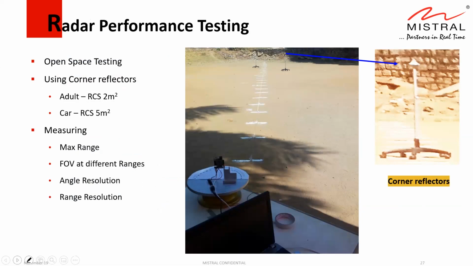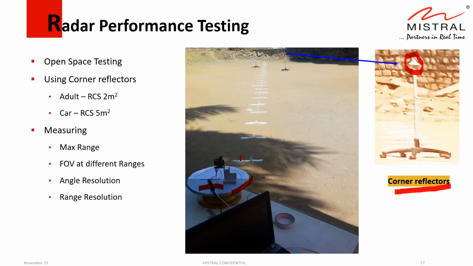Suppose we have designed a product. How do you test it, closer to use cases, without any equipment? You need to take this product to a large ground where you don't have many objects. It's clean, there are no objects there, and you place your design under test. And we use corner reflectors. You can see this corner reflector is designed, and it is kept at a large distance based on the range you want to test.